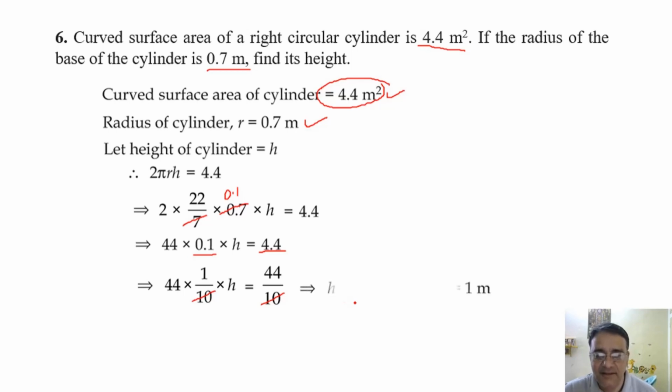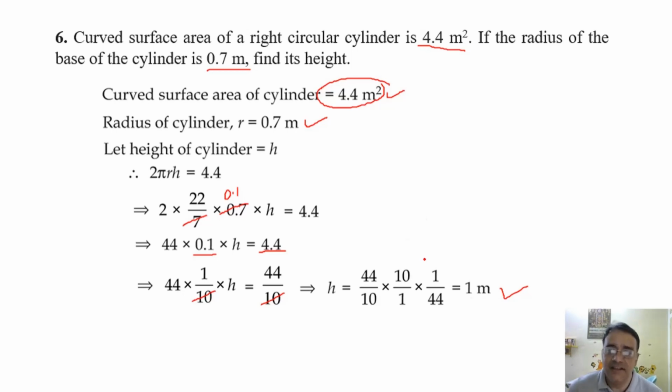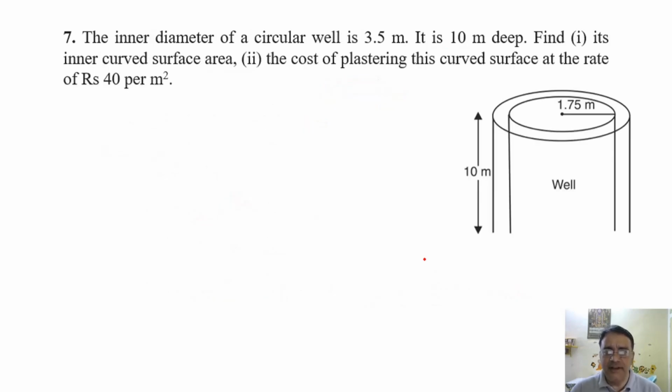1 centimeter. Right, we'll get 1 meter, not centimeter, 1 meter. So therefore the height of the cylinder is 1 meter. Any doubt in this question? No, sir. Okay, now this is a very good question.